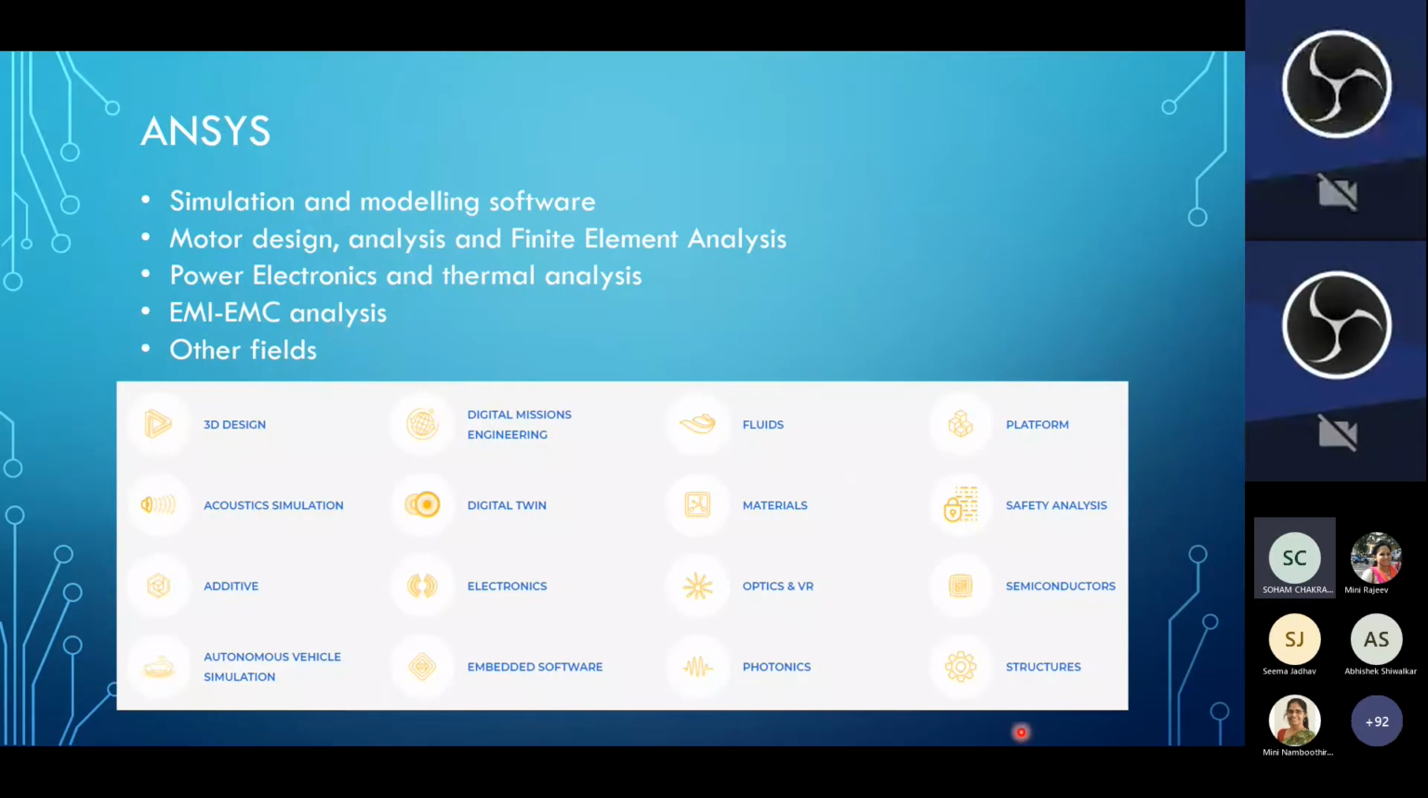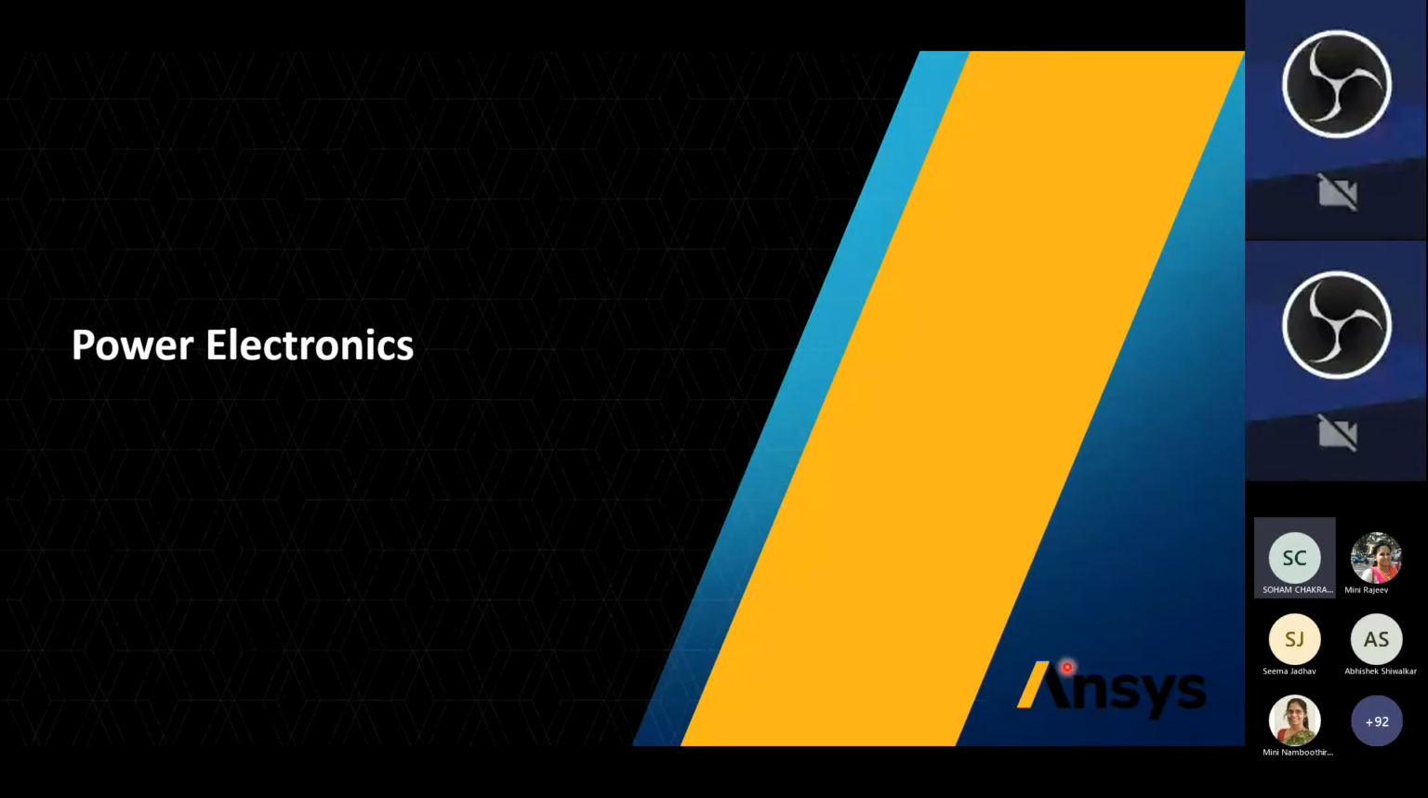So these are the general areas where this software is used: fluid engineering, materials, right? Then you have electronics, autonomous vehicle simulation, embedded software, photonics, etc. Structures, even. So this Ansys software is used in mechanical engineering, electrical engineering, and civil engineering, right? It has wide use. Again, that's why I told you it's not a generalized software. So let us see the use for power electronics.